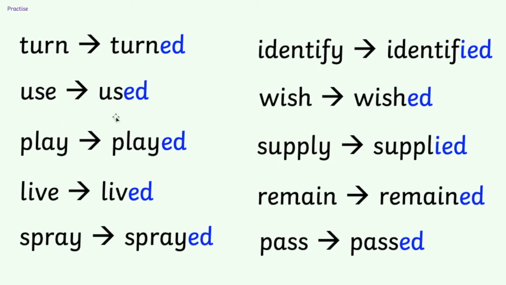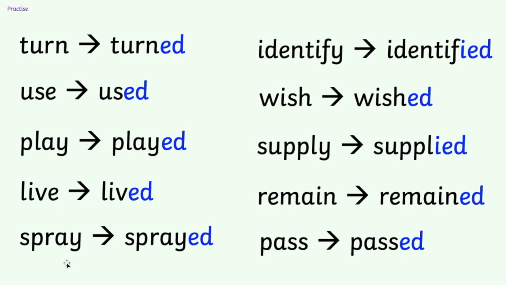Play becomes played. Now notice we have got a y on the end, but it's working together with an a to make the a sound. So we can just add ed straight on the end. We can leave that y as it is. So play becomes played. Next one, we've got live, and that becomes lived. And again, we already had the e there, so all you needed to change was to add the d on the end.